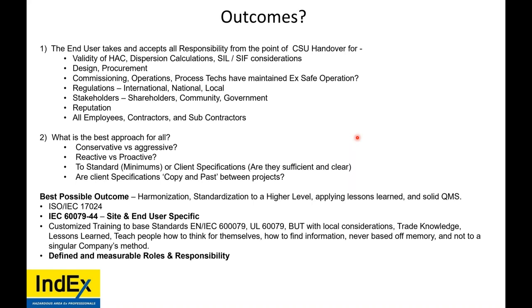Now, what is the best approach to deal with this? Should we be conservative or aggressive? Reactive or proactive? My opinion, and from experience, proactive and more to the aggressive, mildly aggressive, but communicate, allay any fears. Now, should we only go to standards, which are minimums, or should we apply client specifications? But are they always sufficient and clear, or are they copied and pasted between projects?